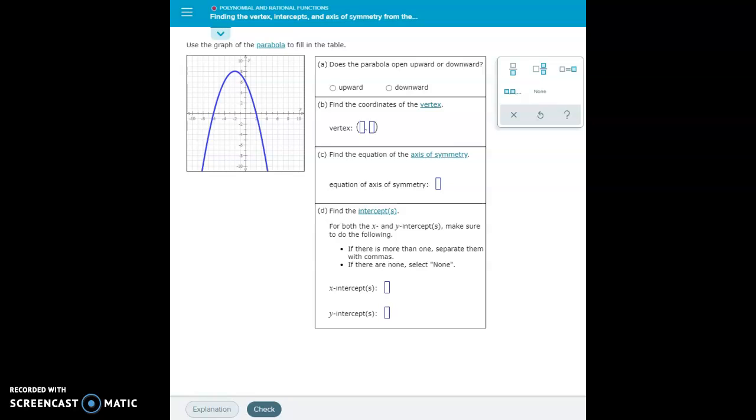Hi there. I wanted to make a really quick video about this topic because there is a common mistake that most students make. So looking here, we have the graph of a parabola.